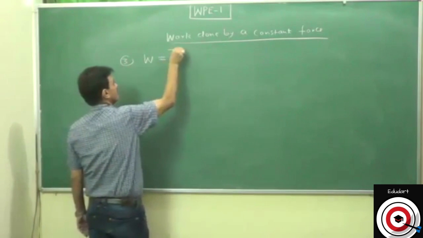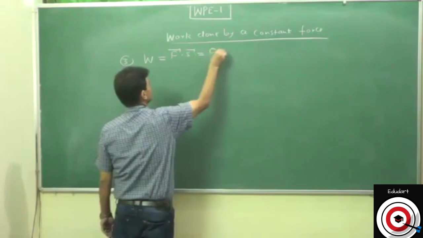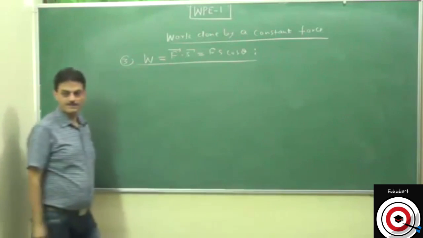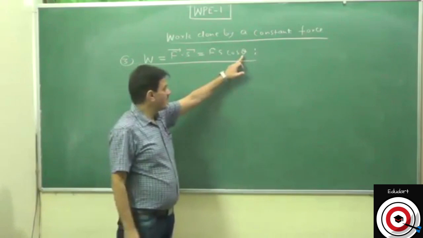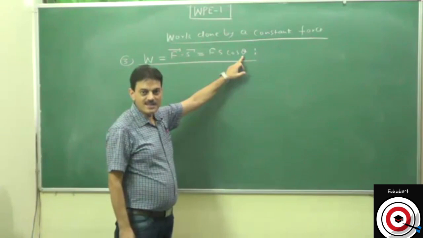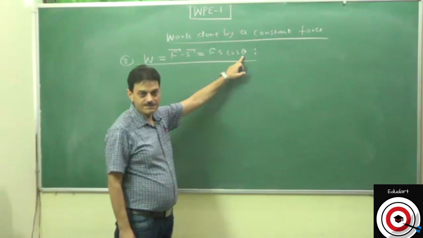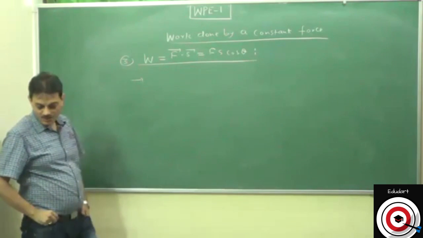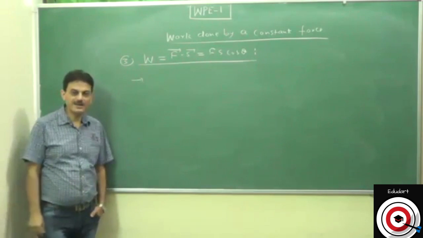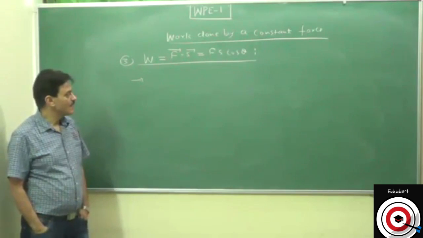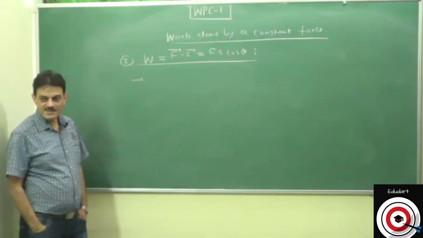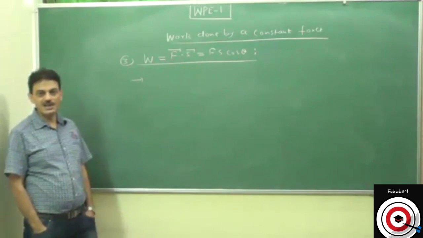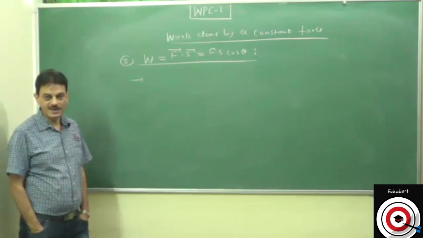W equal to F dot S means Fs cos theta. Angle between two vectors, theta, always lies between 0 degree and 180 degree.